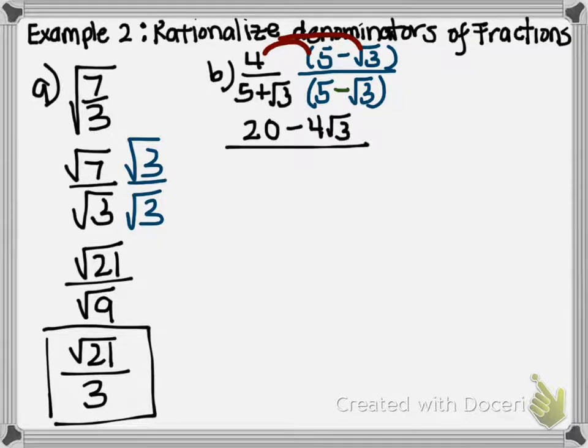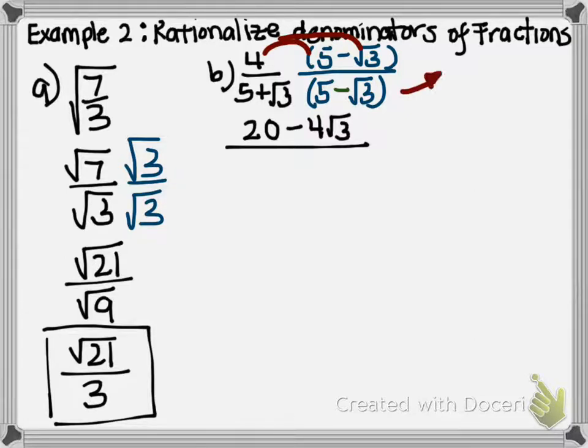Now for the bottom one, it's a binomial times a binomial. So you want to go ahead and follow the rules of the distributive property, or shorter known in this case, FOIL. If you do remember the difference of two squares, you can just right away write it as 25 minus 3, which is 22. Or if not, you can always write it out by following the FOIL method.